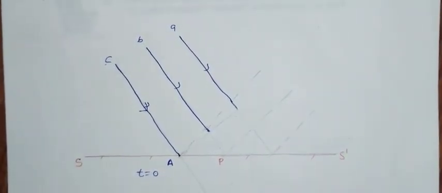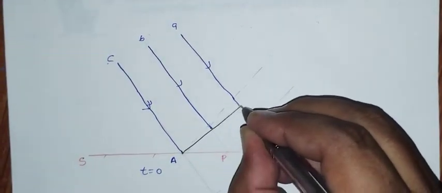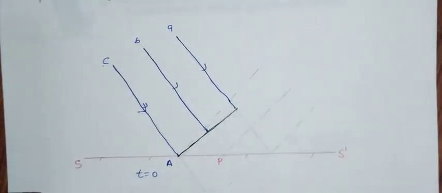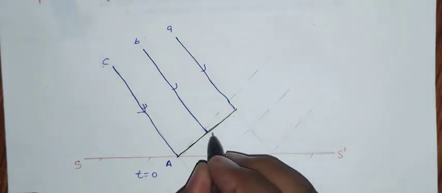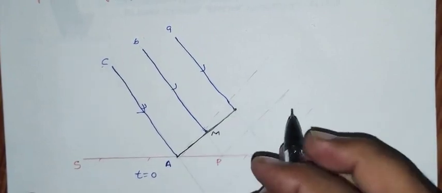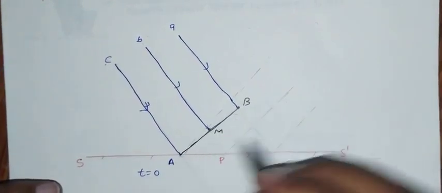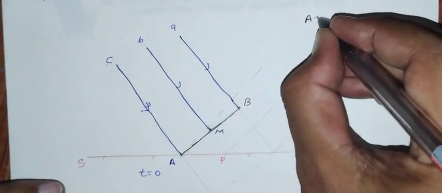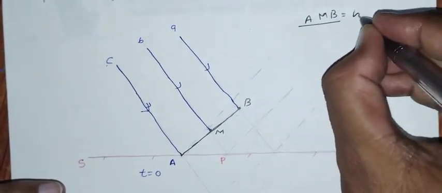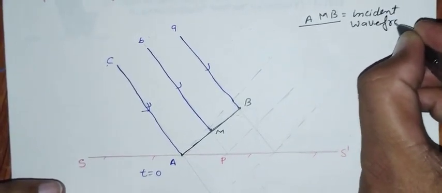In that condition, when we join this line A, let us say this point is M and this point is B. This line A M B is known as the incident wavefront.